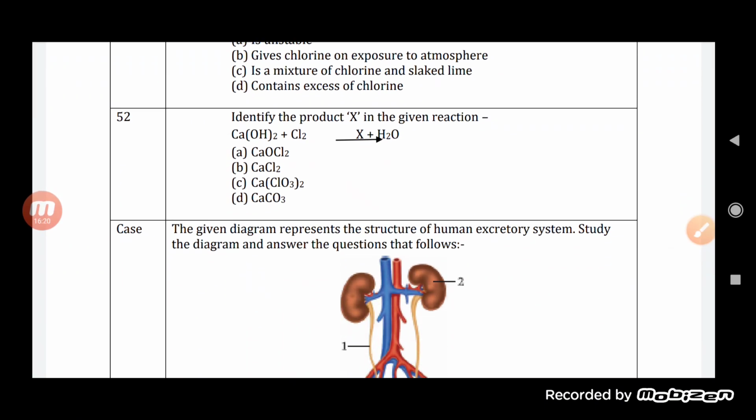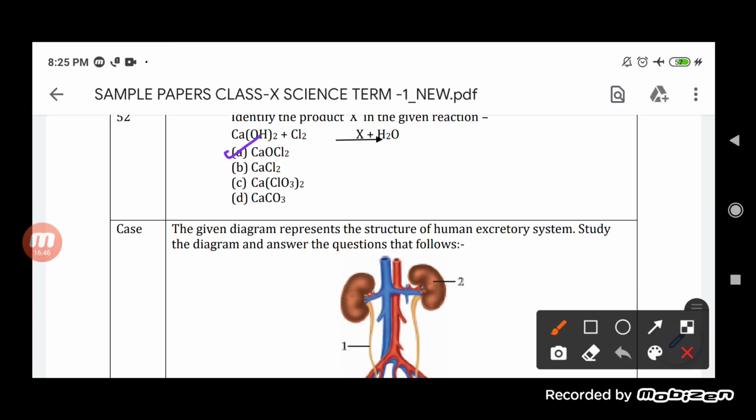Identify the product X in the given reaction. Calcium hydroxide plus Cl2 gives X plus H2O. So it is calcium oxychloride. When chlorine gas is passed into slaked lime, there is a formation of calcium oxychloride, which is the bleaching powder here. So the correct option is CaOCl2.